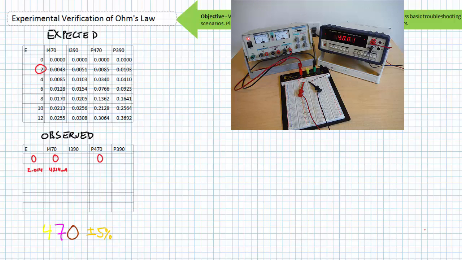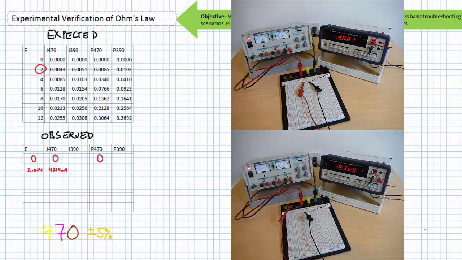Using our DMM in voltmeter mode, we dial the power supply super close to our next operating point at 4.001 volts. Using our DMM in ammeter mode, we observe 8.368 milliamperes of current through it. Go ahead and enter this observed data in your data table and compare it with your expected value.